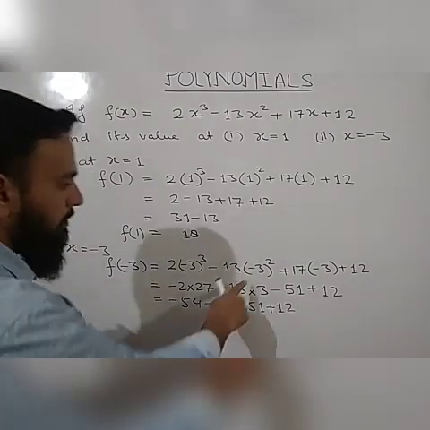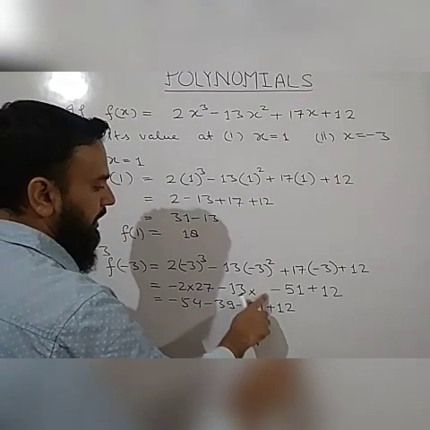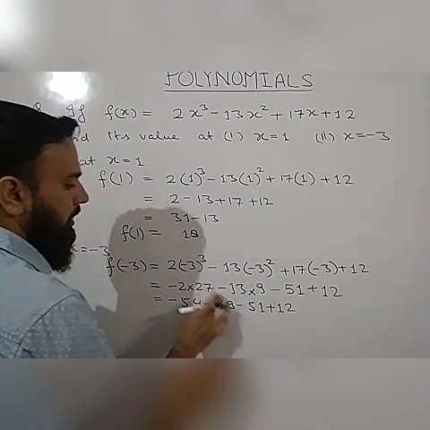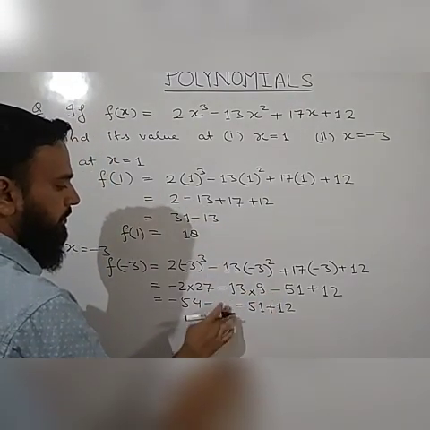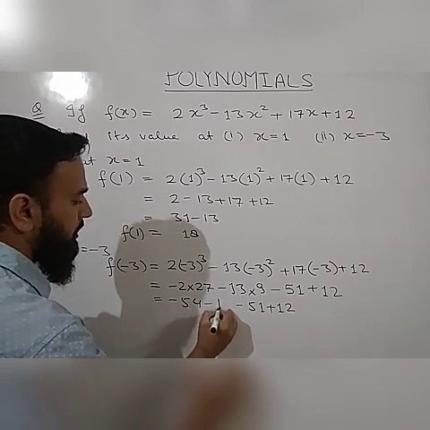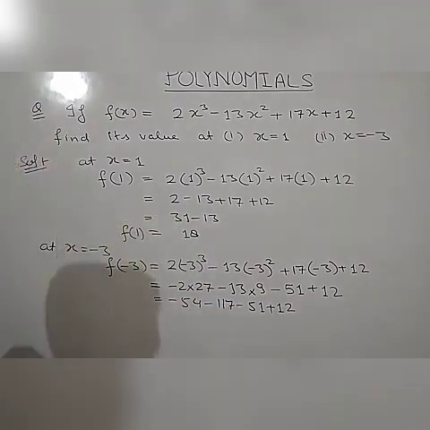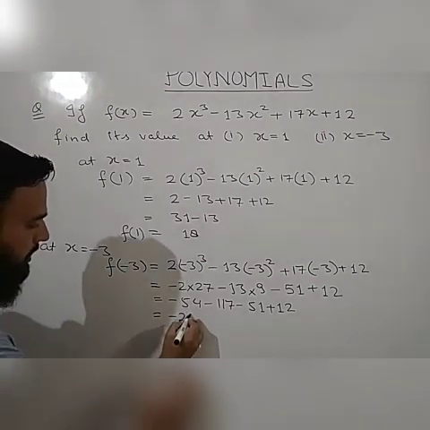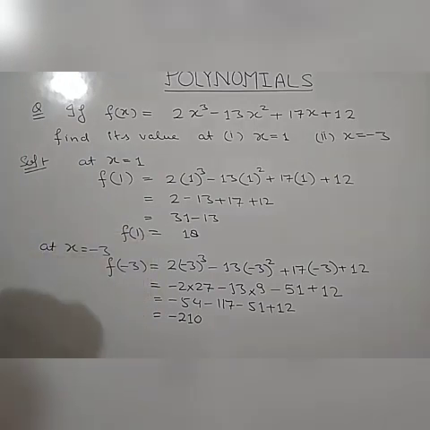Sorry, there is a mistake. Minus 3 square will be 9. So 13 9s are 117. It will be 117. Now you can calculate it and you can find the value. So it will be equal to minus 210.